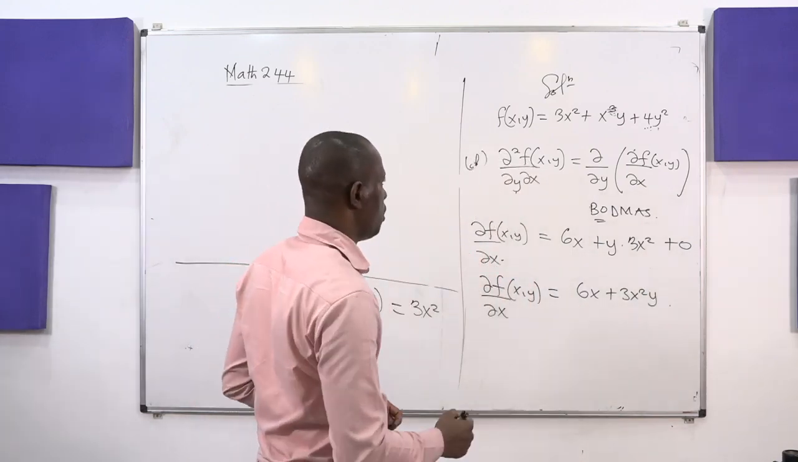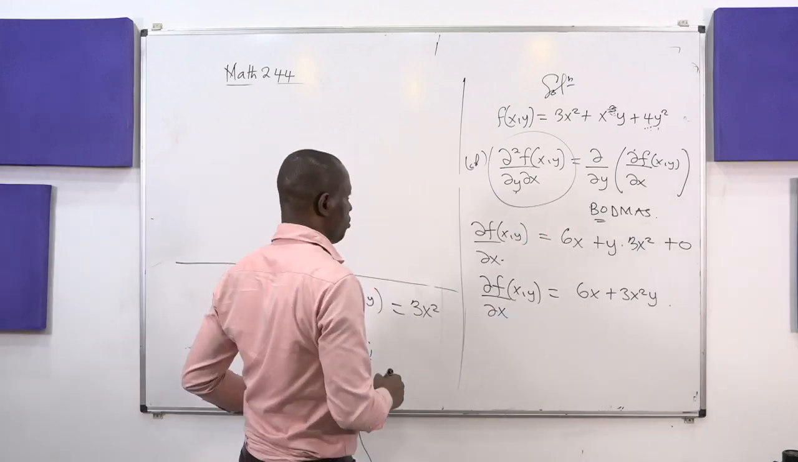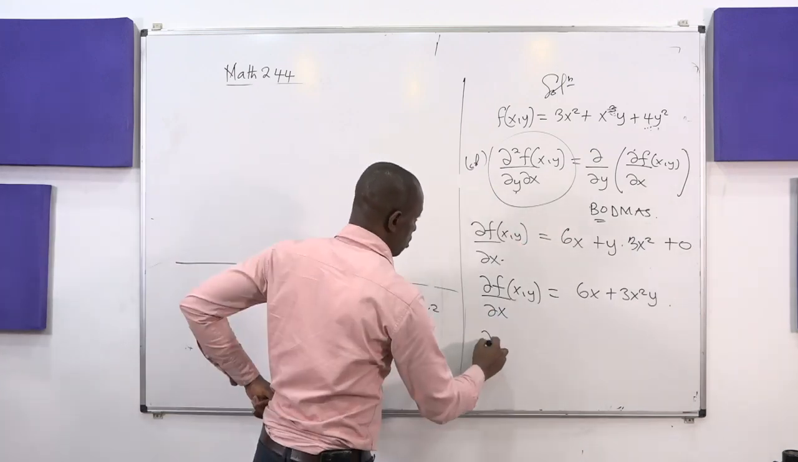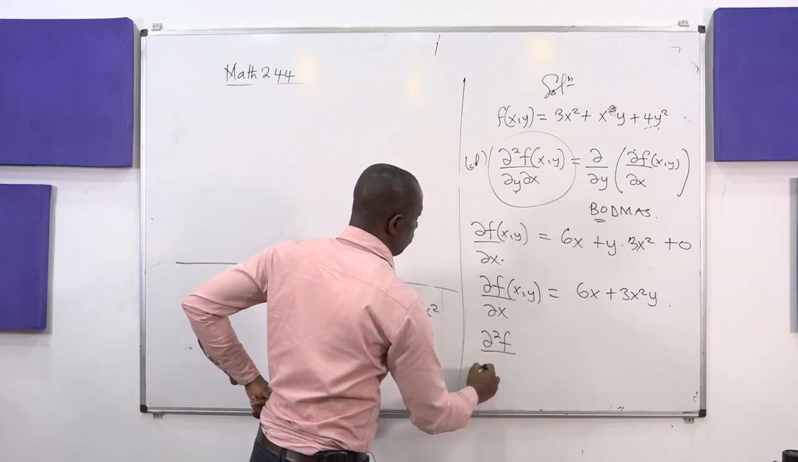Now let's take the whole of this. So partial squared f with respect to y.